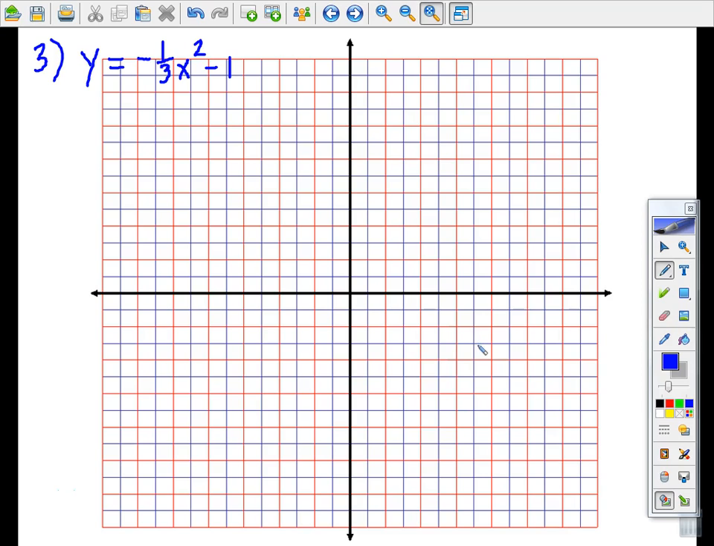0, -1. Very good. We just look at the constant. That's what's so great about these no linear terms: all we have to do is look at the constant, and that is the vertex on the y-axis. Everything's symmetrical about the y-axis. Okay, I think you've seen enough of those.